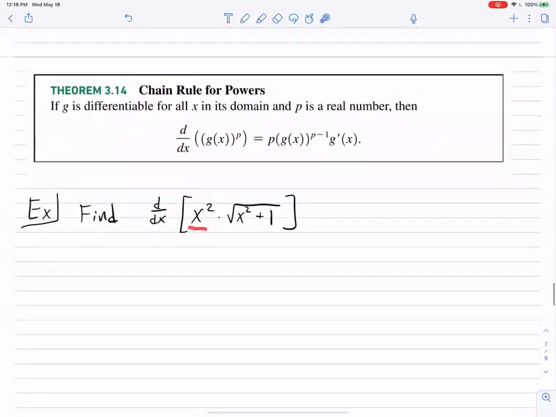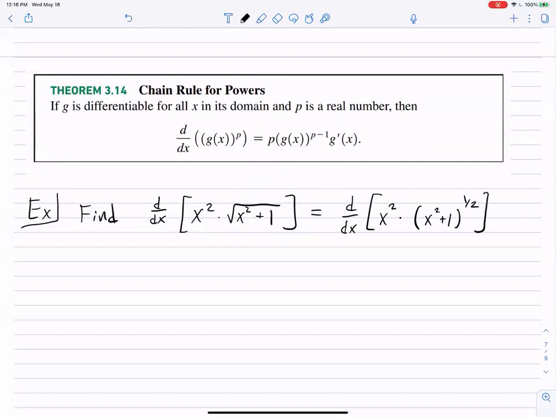In order to do this, it's first a product, right? It's x squared times that. But I'm going to rewrite it as d dx of x squared times, and I'm going to rewrite this using fractional powers. We always want to do that because fractional powers are how we can use the power rule.